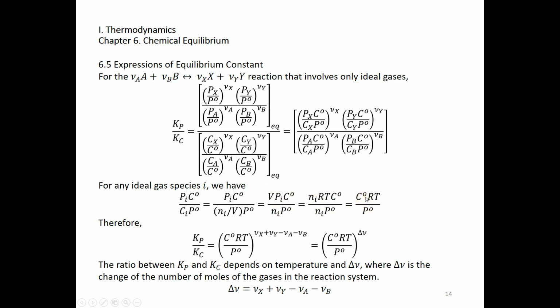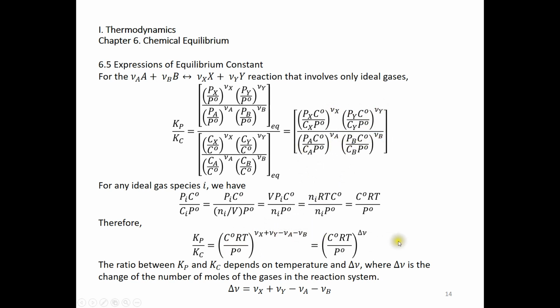What is C naught? C naught is 1 mole per liter. It's just chosen to be the standard state, as concentration. R is the ideal gas constant, T is temperature, P naught is 1 bar. 1 bar is just chosen to be the standard pressure. And now we have this equation. Kp over Kc is this. C naught RT over P naught to the power of nu sub x plus nu sub y on top, and then minus nu sub A minus nu sub B because they're on the bottom.